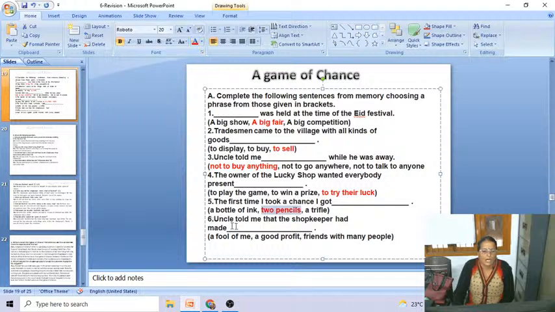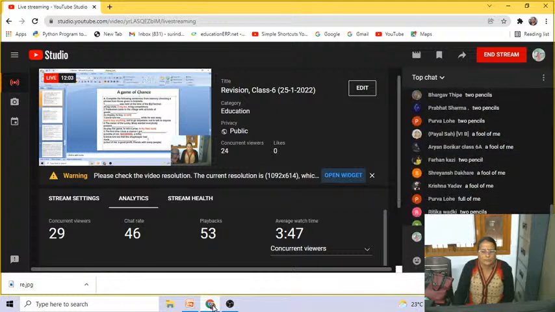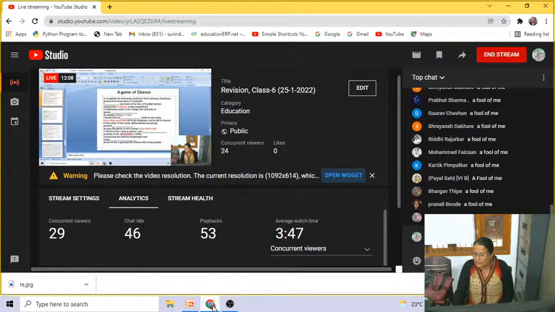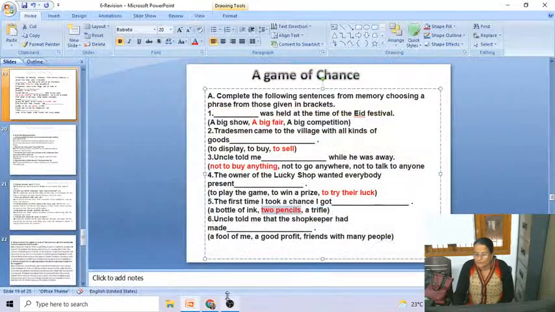So now you look, uncle told me that the shopkeeper had made dash: a fool of me, a good profit, friends with many people. Uncle told me that the shopkeeper had made dash. Yes. Hurry up, all the students should participate. How many are there? 29. And from 29 only these many answers. Type fast. He has made a fool of me, right? Okay.